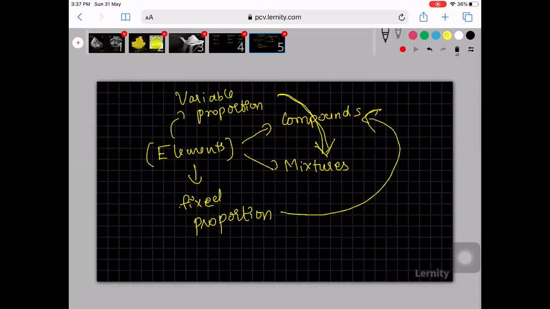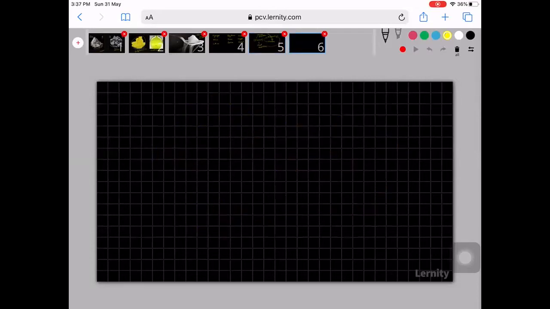Clear? Now, the next thing that we are going to see is how an element combines to form a compound, which we have to know. We saw that element, compound, mixture, everything is made up of atoms. So first and foremost, what we are going to see today is what an atom looks like, or what is present in an atom.